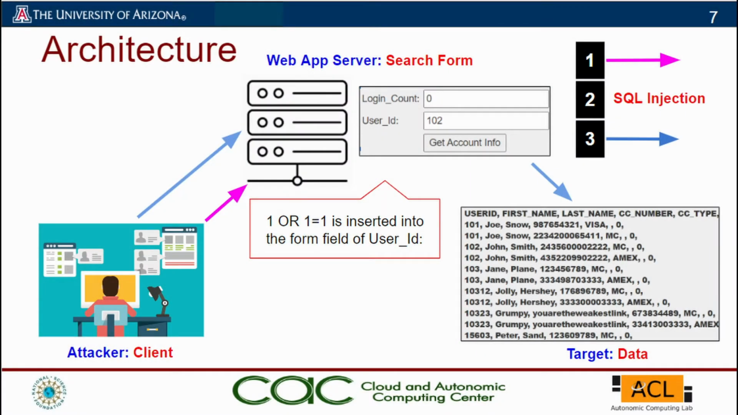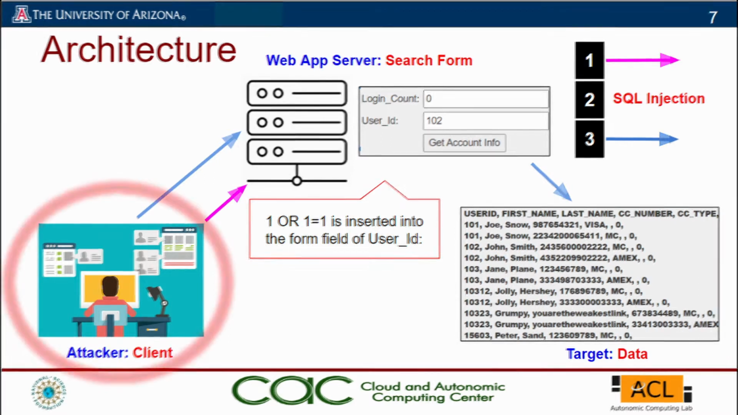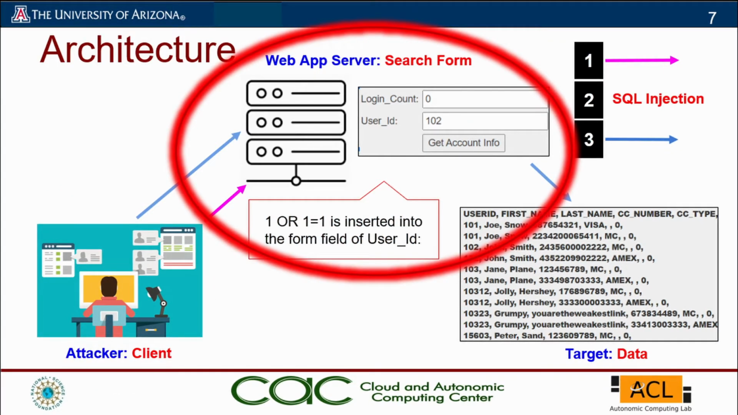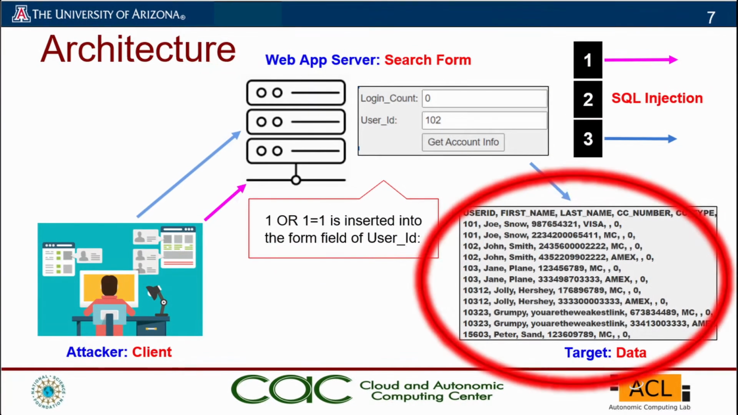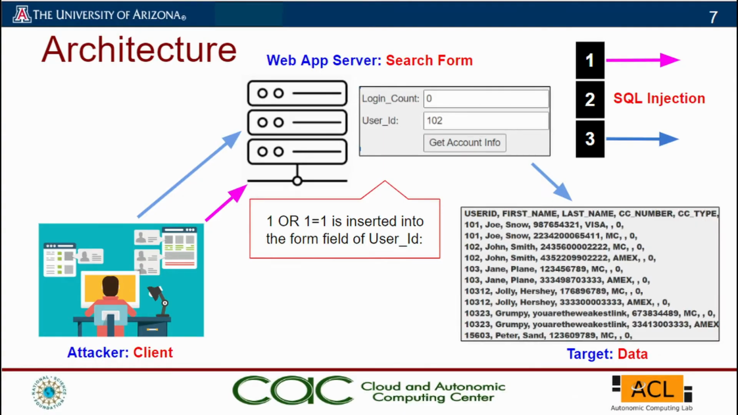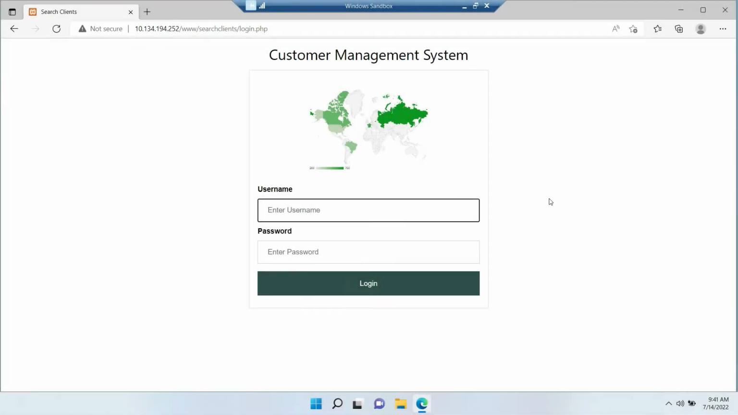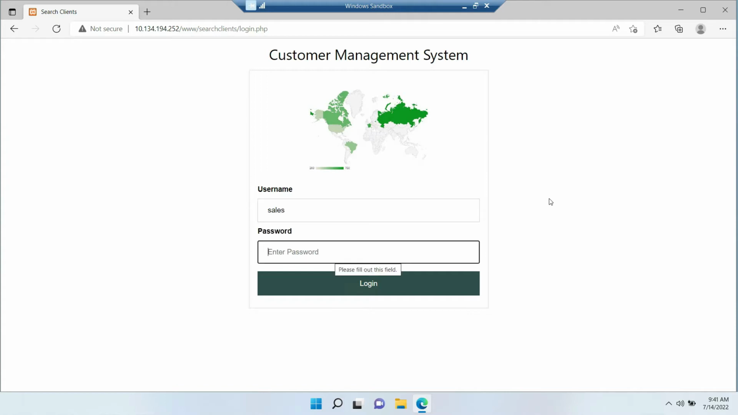Here is an overview of the SQL injection architecture. First, the attacker has access to the customer's database. Second, the attacker will inject malicious code into the search field. And third, the database will return all records in the customer table. Now here is a demonstration. We are going to demonstrate an SQL injection on a customer management system.